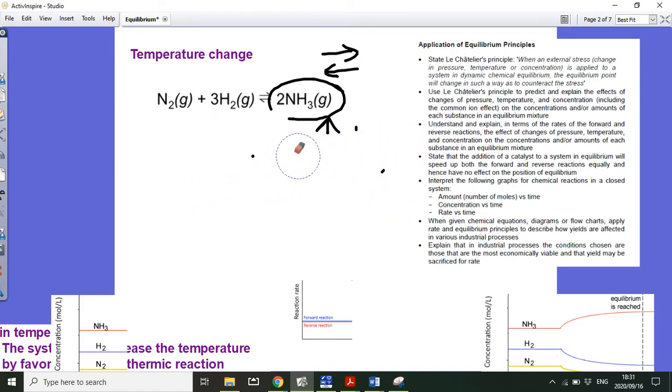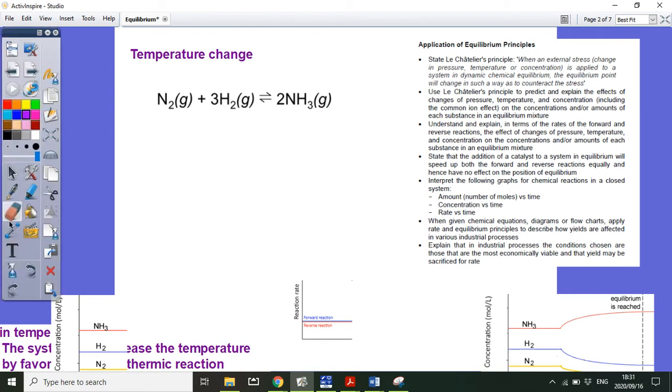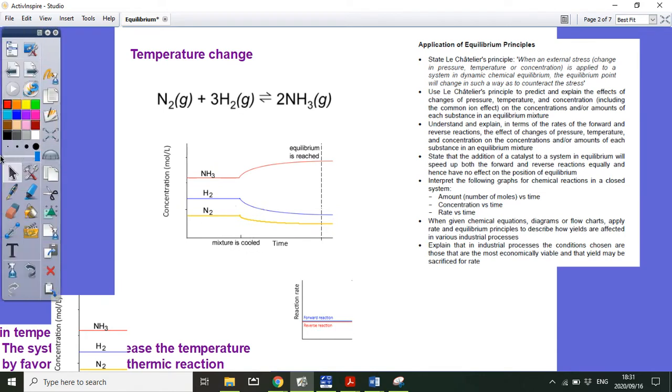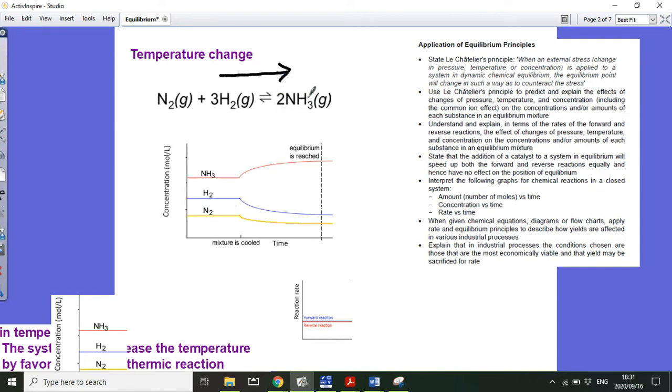Now for the concentration graph, for temperature, concentration and moles will look the same. Now if you look at this graph here, if the mixture is cooled, we have just said that if the mixture is cooled, the forward reaction is favored. So the forward reaction was favored. That means I'm forming more of this. And you can see that line is going up. So that's what the graph would look like.